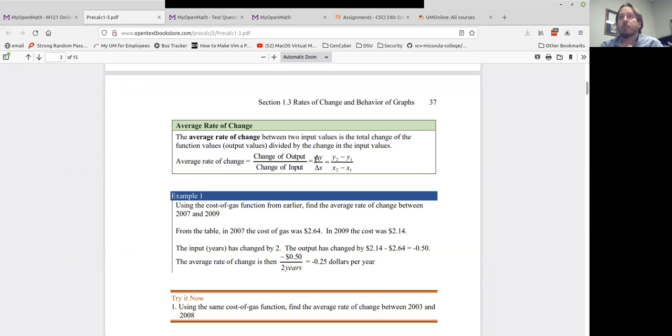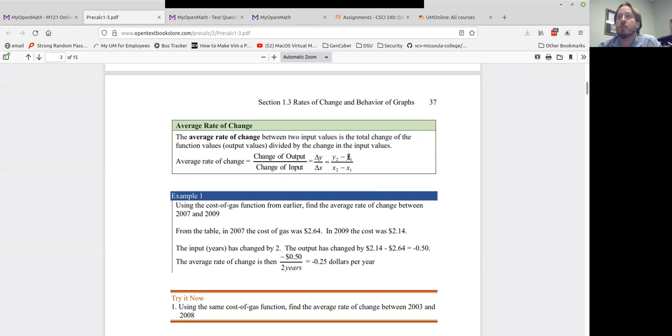And I just want to point out this delta y divided by delta x. This is exactly our slope formula. It's our rise over run. Your delta y is the change in your y coordinates. The delta x is the change in your x coordinates. So that's your traditional slope, your rise divided by your run.